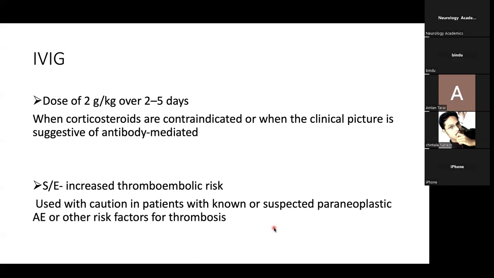I guess it's very complicated, but these things will be discussed. There are multiple reasons. Sometimes it can be a concern in paraneoplastic syndrome. When you give IVIG, give it slowly.